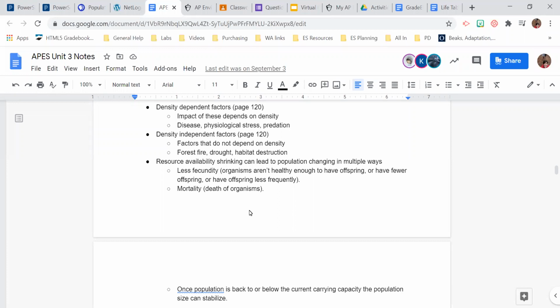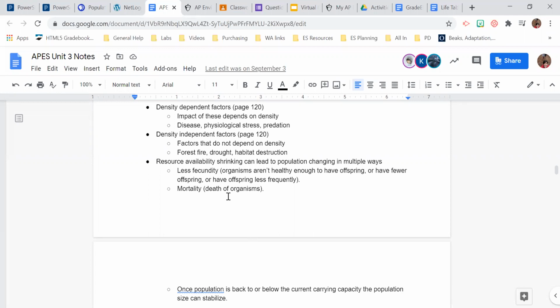Physiological stress can be density dependent. That just means when you have more organisms together, there's going to be some stress because they can't get enough resources, food, shelter, stuff like that. Predation: it's easier for a predator to eat prey if there's lots of prey because it can find them easier. Density independent factors are things that don't depend on density, so those are things that will affect everyone equally.